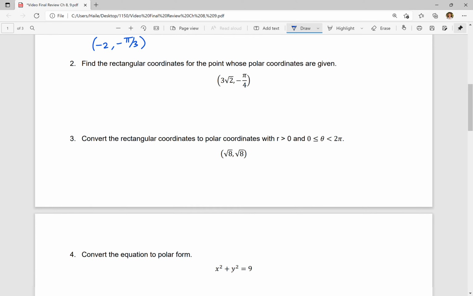In the next problem, we want to find the rectangular coordinates for the point whose polar coordinates are given. So again, this is another polar point, so it's r comma theta, and we want to convert this into rectangular coordinates. We're going to use the formulas x is equal to r times the cosine of theta, and y is equal to r times the sine of theta. Our radius is 3 square roots of 2, and our angle is negative pi over 4. So we're going to just sub that into our two formulas.